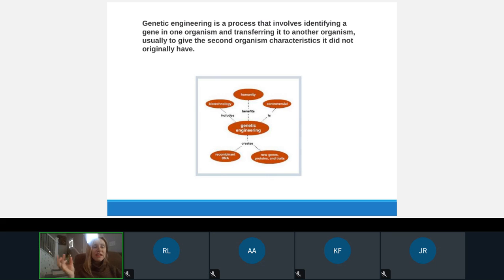All right. So genetic engineering is a process that involves identifying a gene, such as the color of a banana or the juiciness of a strawberry. And what we do is we go in and we give them a characteristic that they didn't originally have. Does that make sense? How crazy is that? Did you know that they did this with the foods that you're eating? I know. It's kind of nuts.